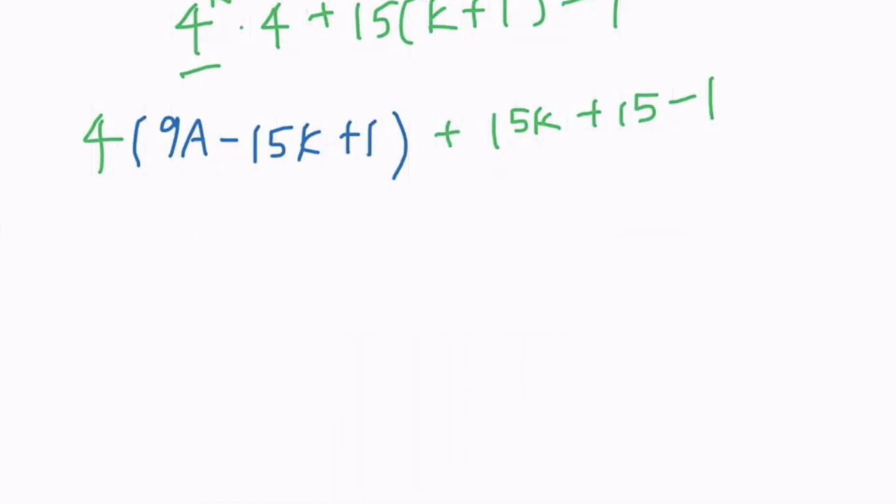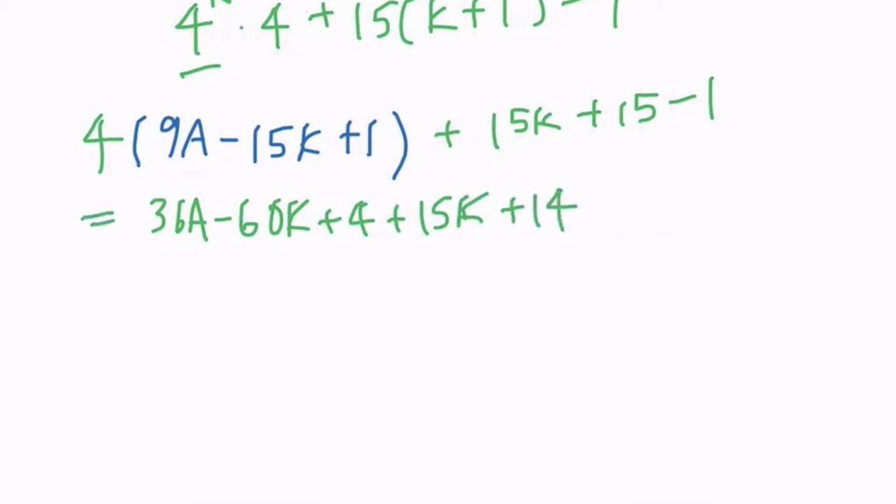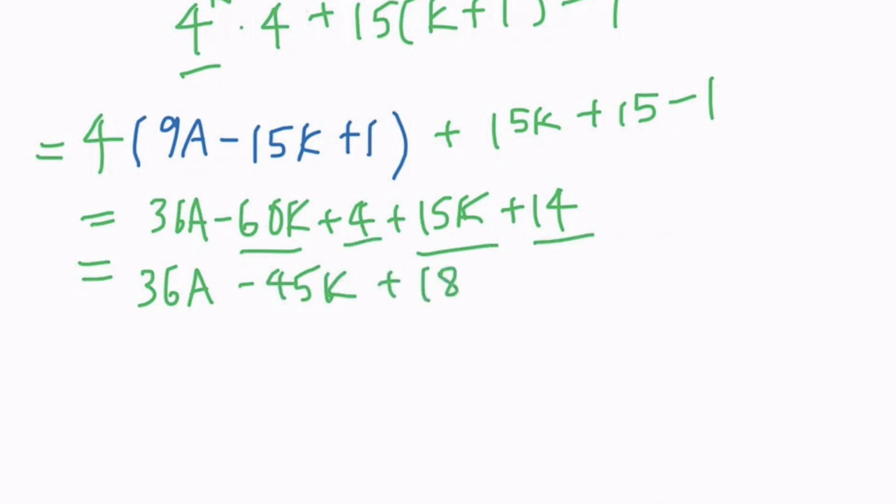So doing so, well, 4 times 9 is 36, so we have 36a. 4 times 15 is 60k. 4 times 1 is 4, plus 15k plus 15 minus 1, well, that's just plus 14, of course. All right, equal signs here. So there's only one term that has an a, so we'll just copy that down here. So negative 60k plus 15k, well, that's just negative 45k. And finally, 14 plus 4, well, that's just 18. And we have the polynomial that we're looking for.